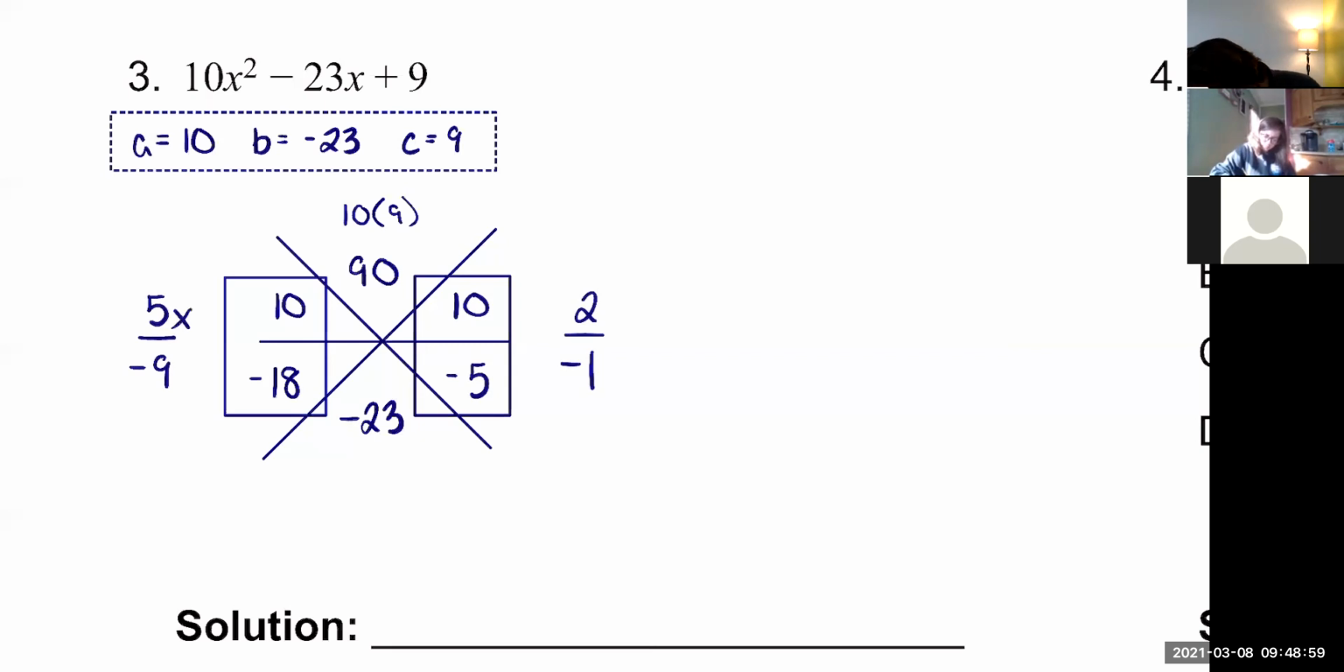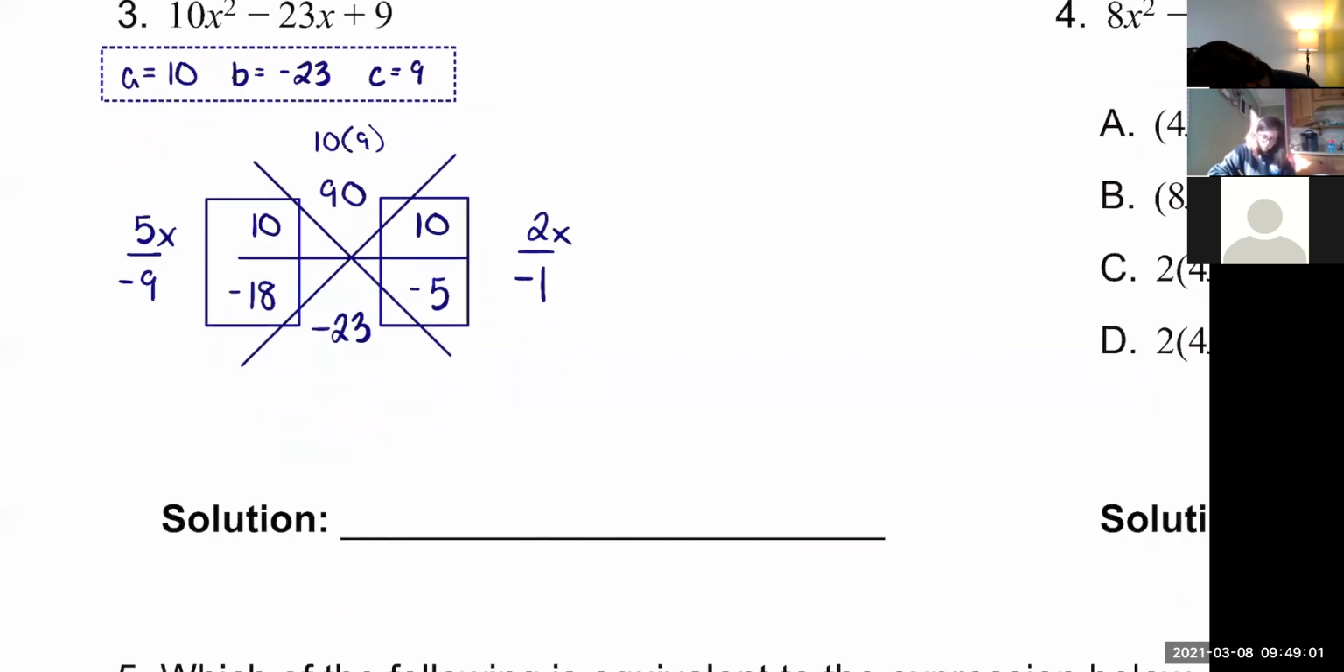Bring back my variable x. And it looks like we get the binomials 5x minus 9 and 2x minus 1.